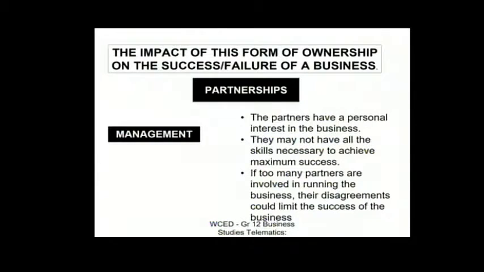They may not have all the skills necessary to achieve maximum success. They're referring to the partners. They might not have all the skills. If too many partners are involved in running the business, their disagreements could limit the success of the business. Again, if it was a soccer match, the score would be 2-1. Which one will be 2 and which one will be 1?